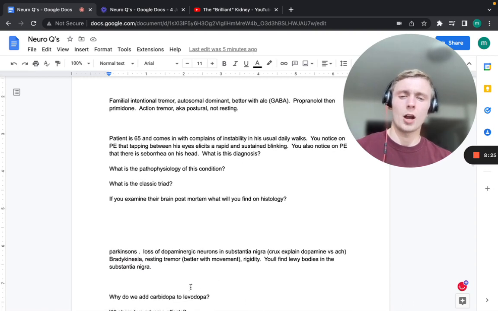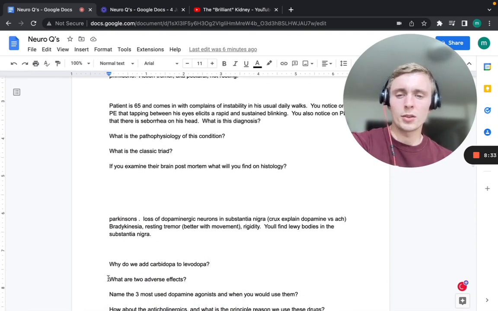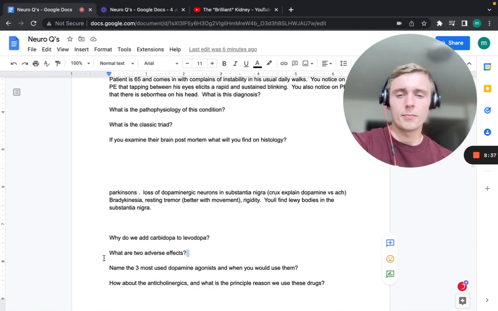So why do we add carbidopa to levodopa? So next question is, why do we add carbidopa to levodopa? What are the two adverse effects of this medication? And name the three most used dopamine agonists and when you would use them. So when do we use dopamine agonists in this patient? We said it was a decrease in dopamine.